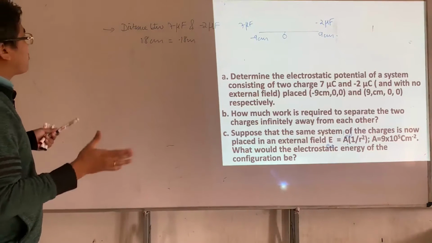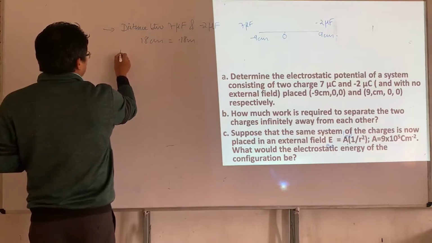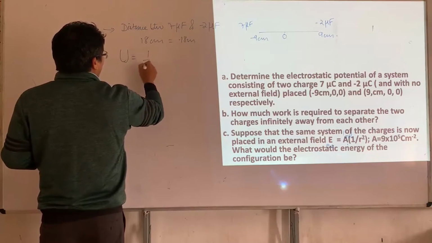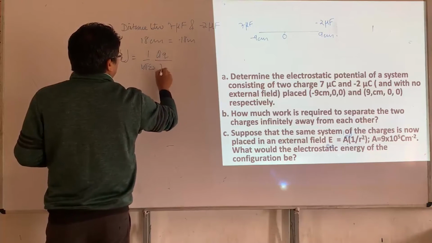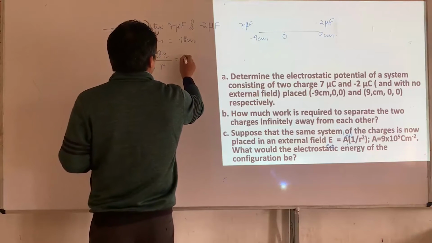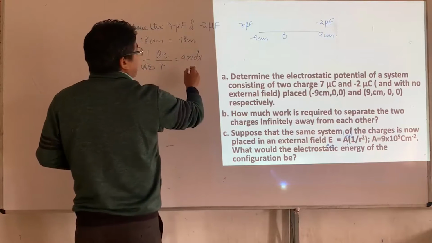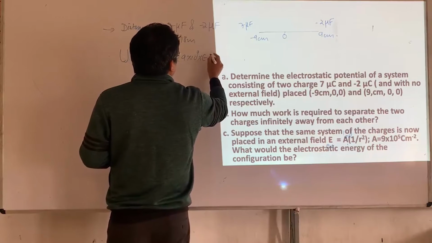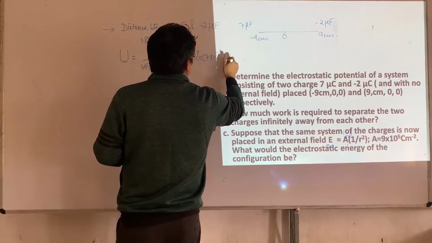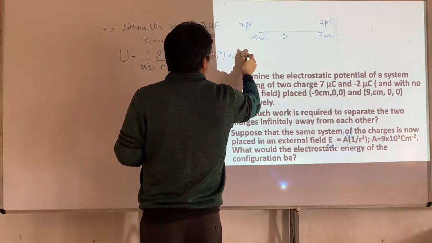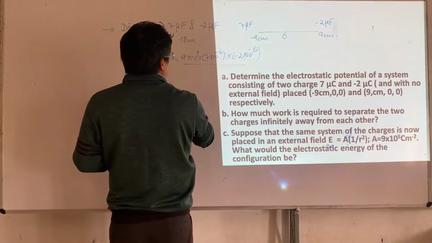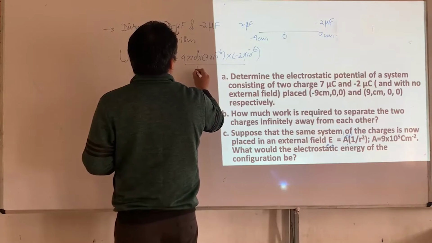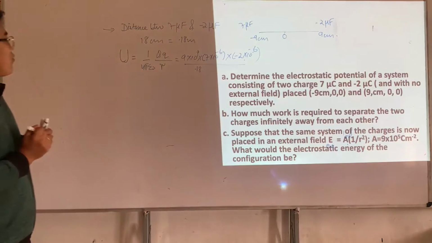Now what about the potential energy? The potential energy would be equal to 1 by 4 pi epsilon naught times q1 q2 divided by R. So this is equal to 9 into 10 raised to the power 9 multiplied by 7 into 10 raised to the power minus 6 multiplied by minus 2 into 10 raised to the power minus 6, divided by R, where R is 0.18 meter.